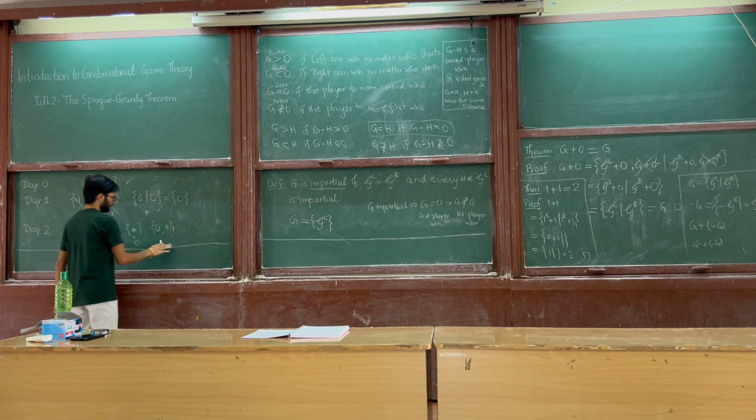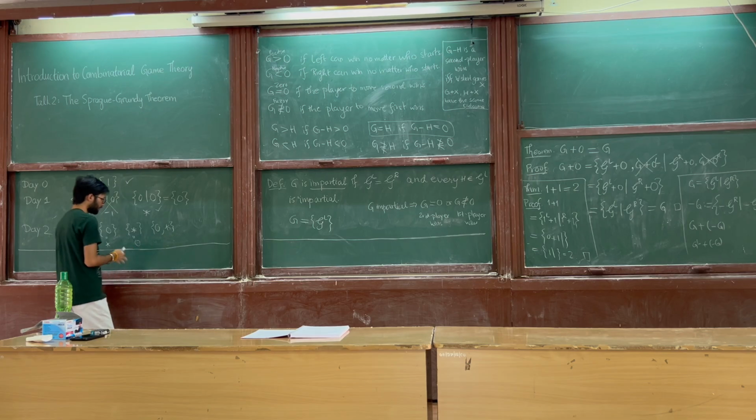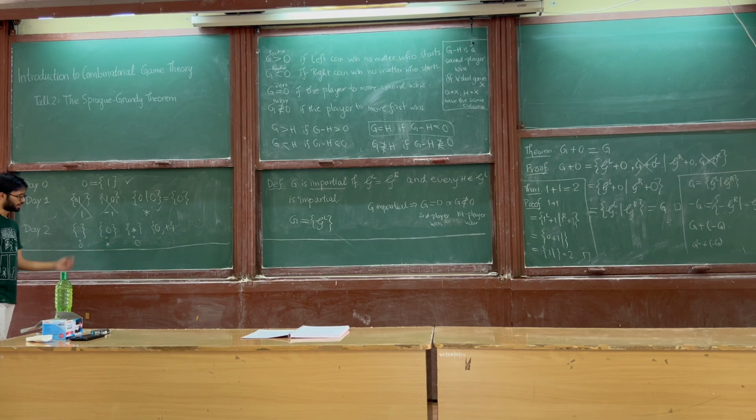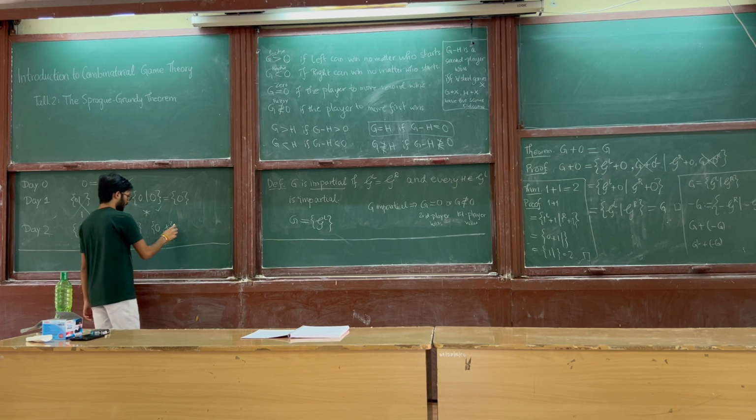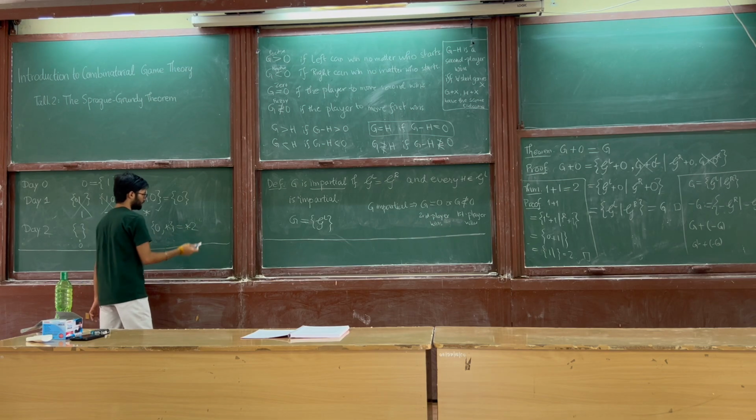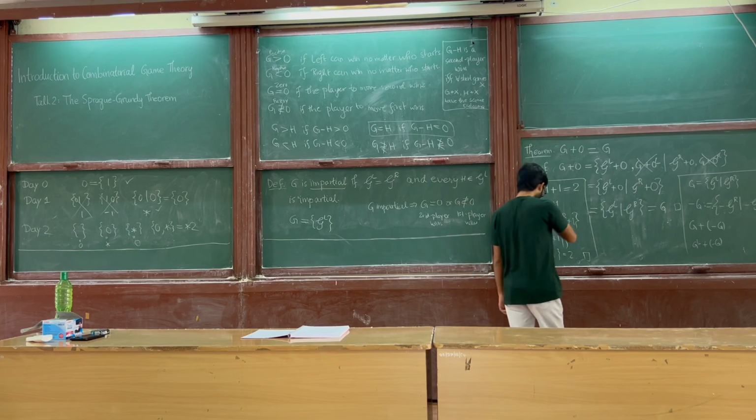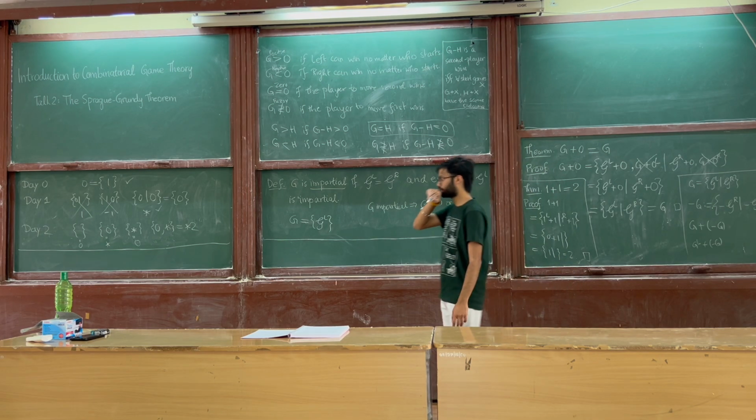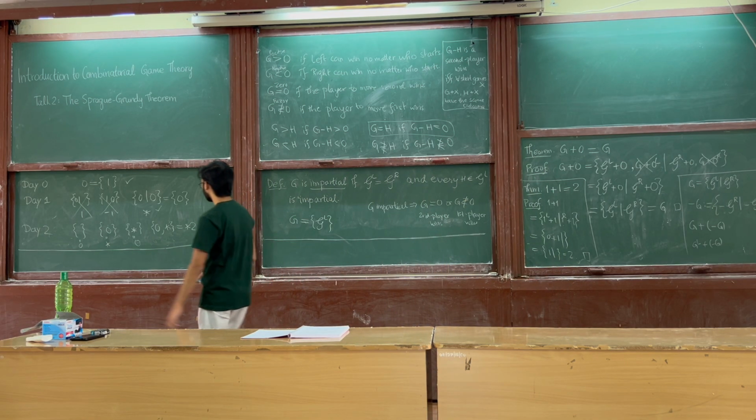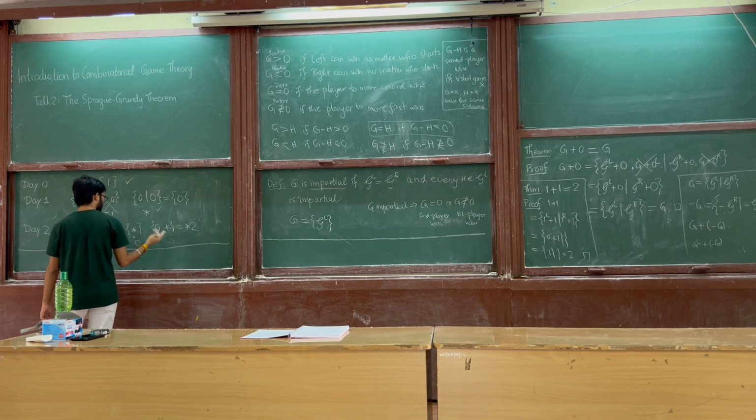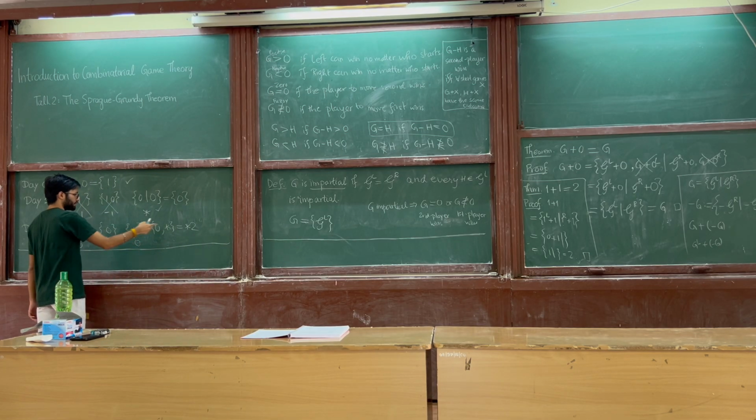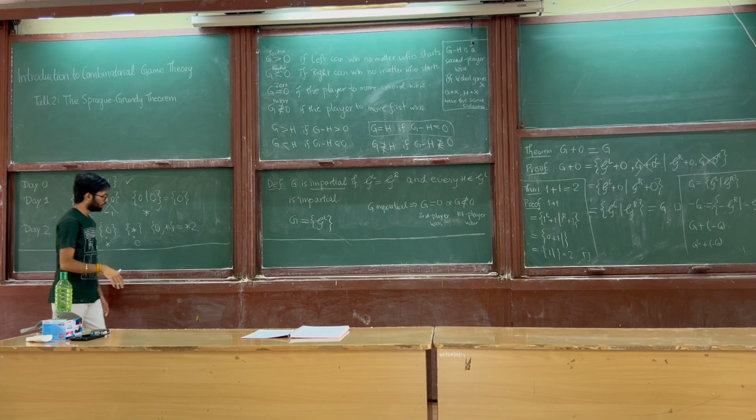What about this? I'll tell you that it is not 0 or star. It's a new game, and I'll give this a name. I'll call this star 2. Now, this is for you. I leave it to you to check that this is indeed not equal to 0 or star.